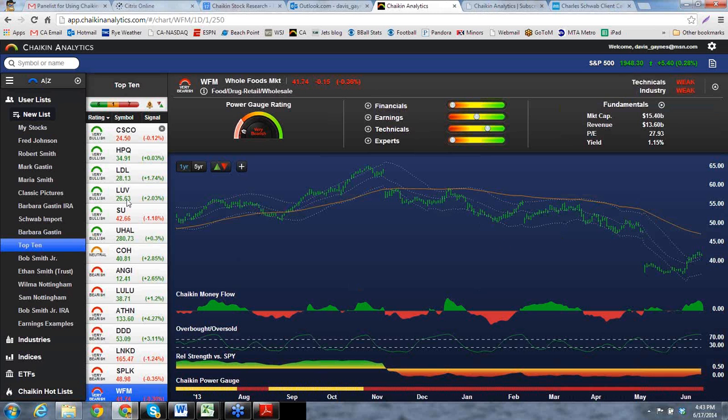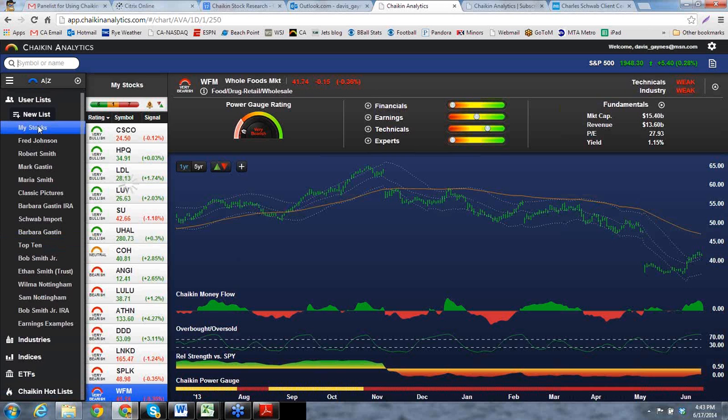Here is what we call our list view, where I've been picking the stocks from. Any list you put into Chaikin, and you can have 500 lists, looks like this. We have here what we call the power bar that tells you how many bullish, neutral, and bearish names are in that list.